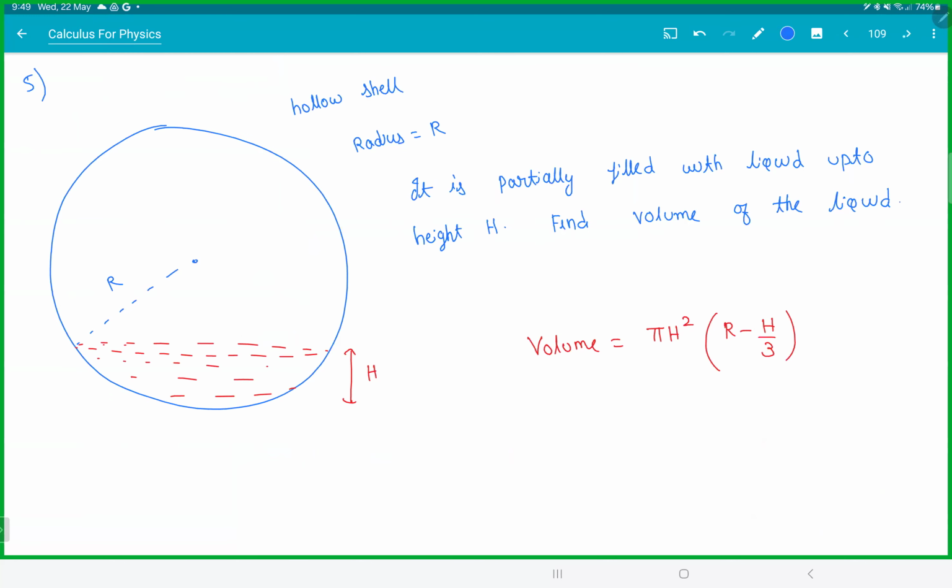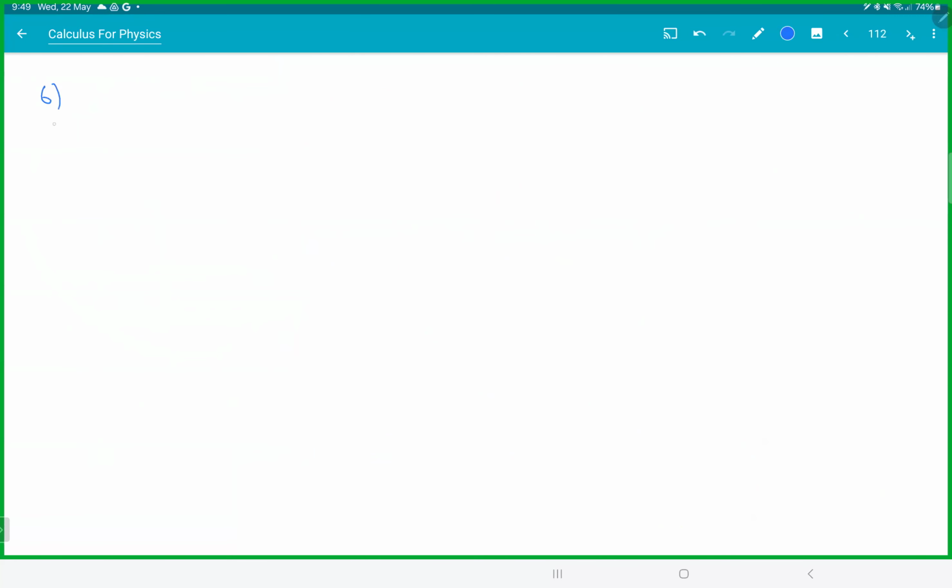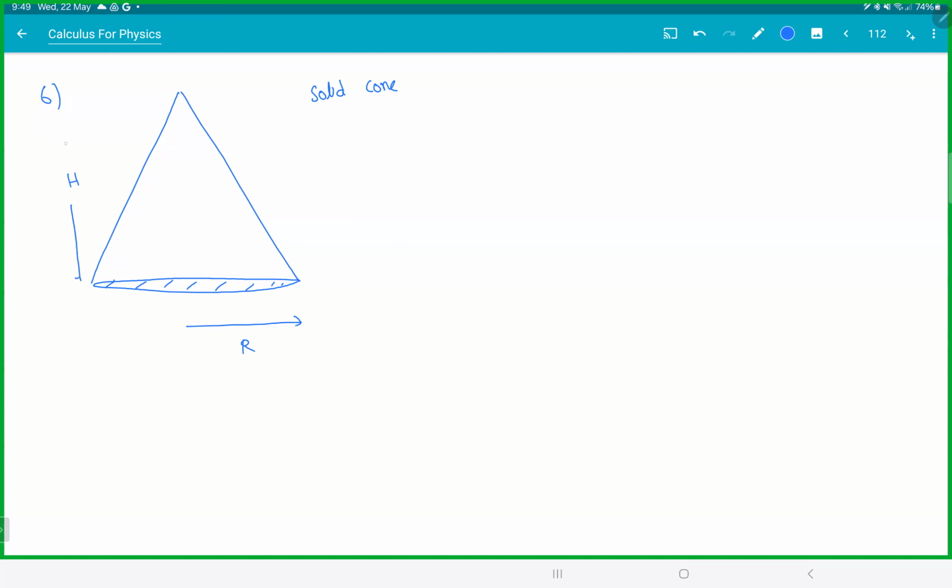Now you guys try this. Solid cone. You know the answer already. Find the volume of the solid cone using integration. So this is radius r. This is height h. Again, how will you choose the elements and how will you integrate? Let's go.